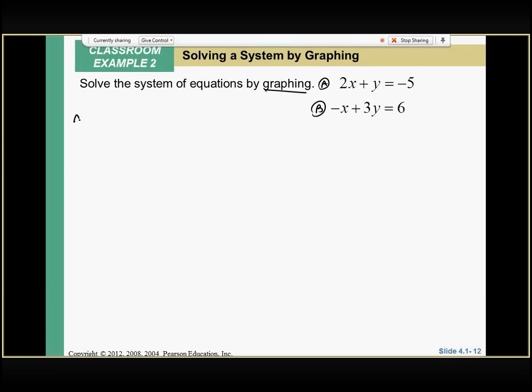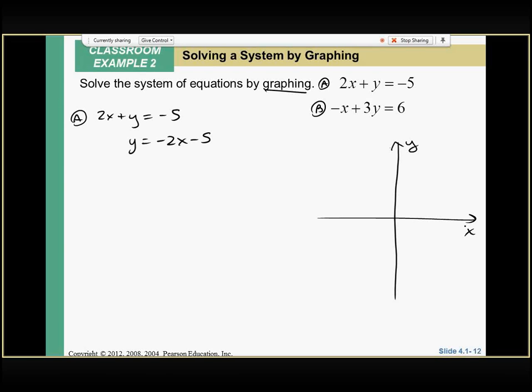In equation A, 2x plus y is equal to -5. I am actually going to solve for y. So I have y = -2x - 5. So what I just did for that is I put it in slope-intercept form. Because now what I can do is I can go down to -5. And you want to try and keep these evenly spaced.